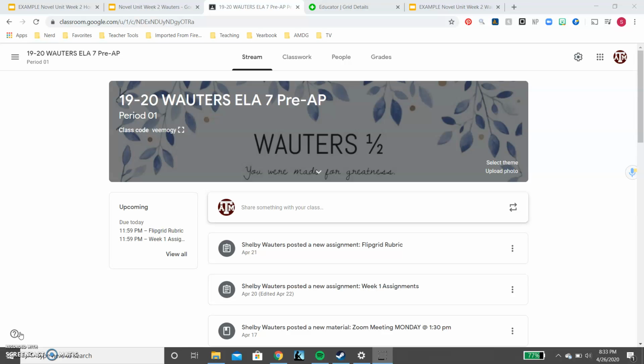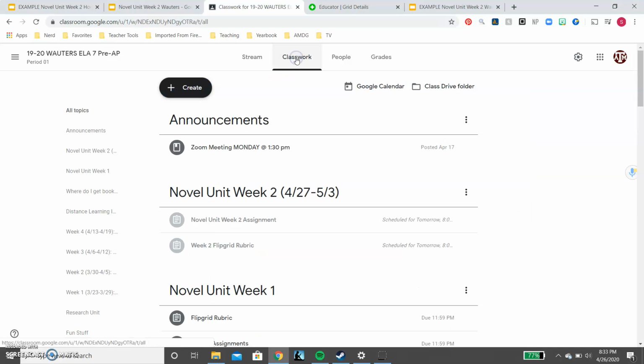I'm starting off in Google Classroom to show you where you're going to go. The easiest way to go is through the classwork section. For novel unit week 2, you will notice that there are 2 assignments in here. One says novel unit week 2 assignment. Please click on that one first, and then you can look at the Flipgrid rubric. The only one that you're really going to need to look at, though, is the novel unit week 2 assignment. The rubric is here just for me to grade your Flipgrid once that is done.